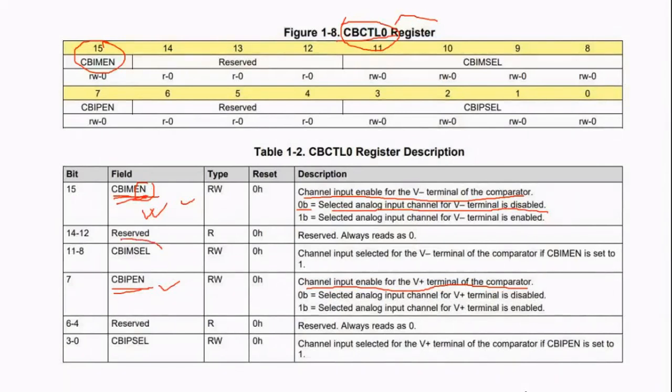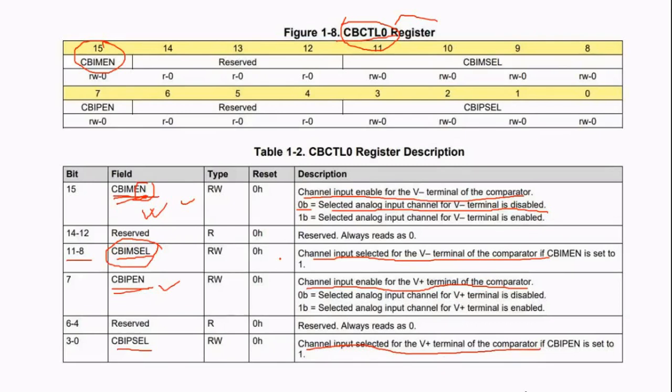Now with the help of CBIMSEL, let us consider the first comparator is active. In that comparator there are 16 inputs. Among the 16 inputs, which one can you use? With the help of the CBIMSEL bits, this is a 4-bit field, and this is also 4 bit. So CBIPSEL and CBIMSEL select the channel input for the V minus terminal and the V plus terminal of the comparator. So with the help of these bits, you can configure the input of the comparator.